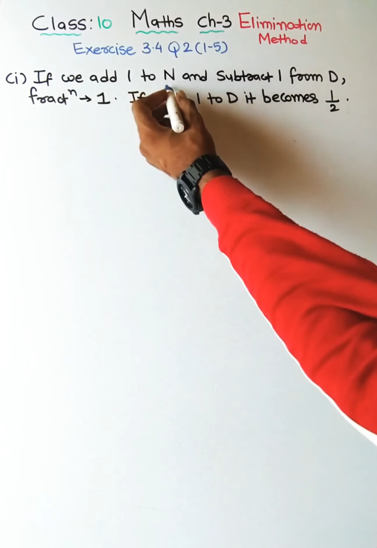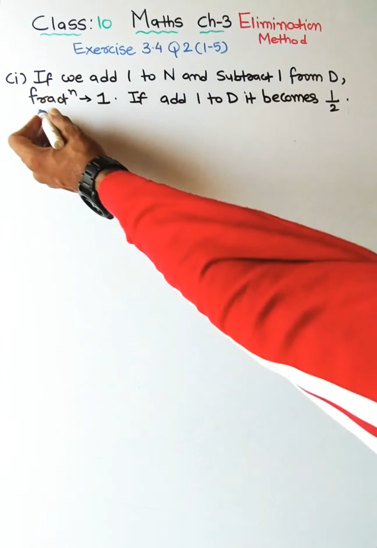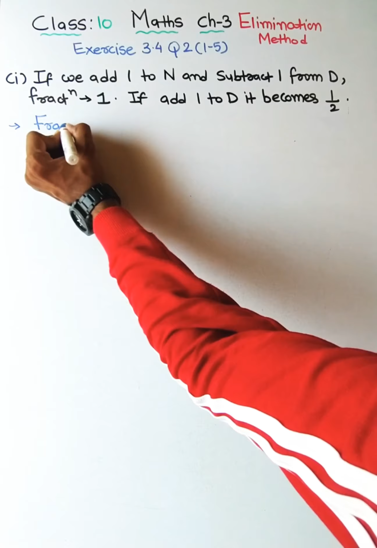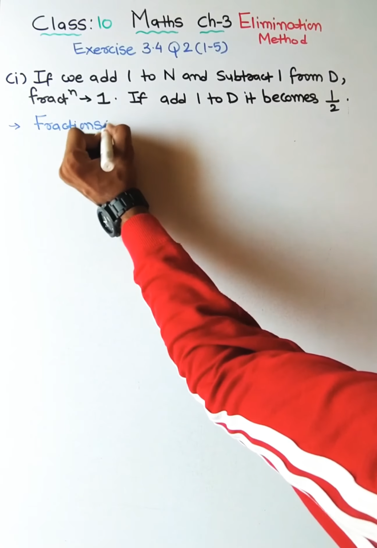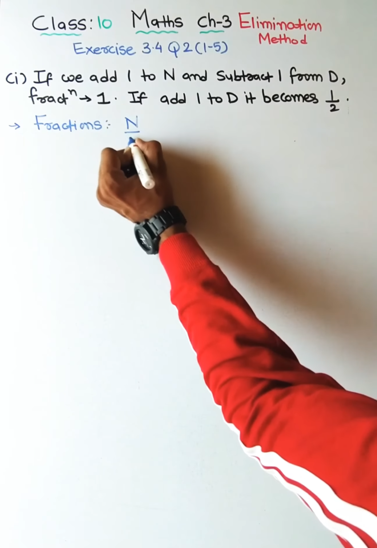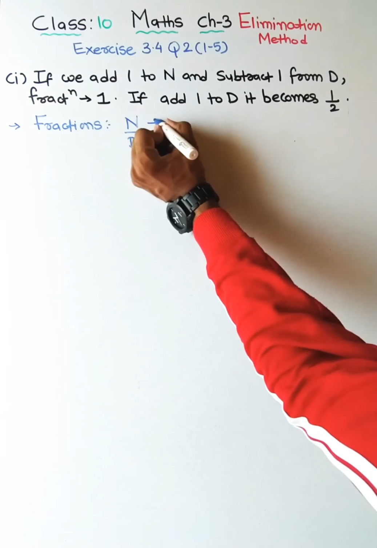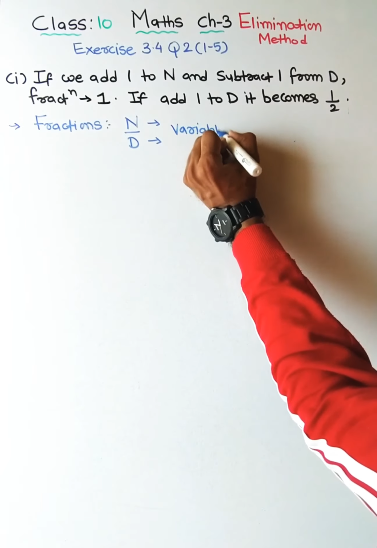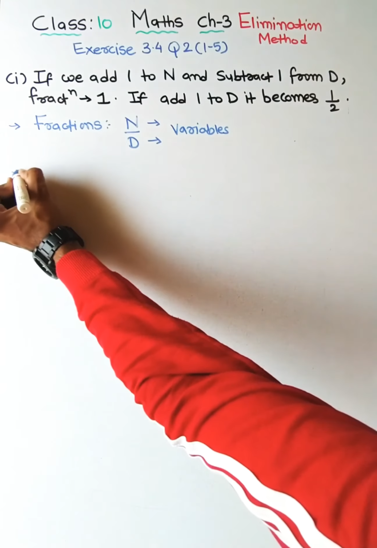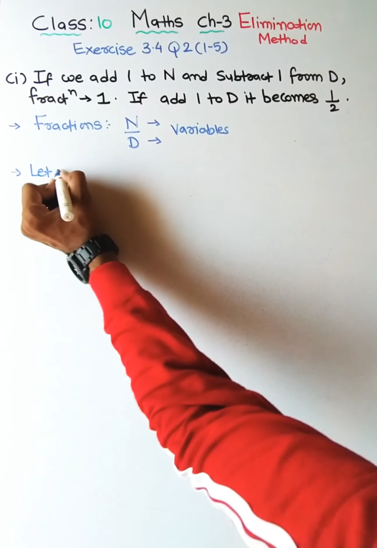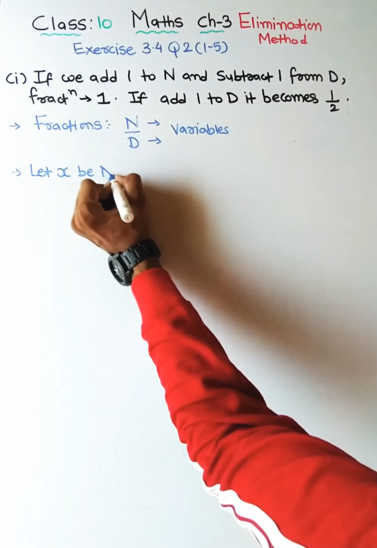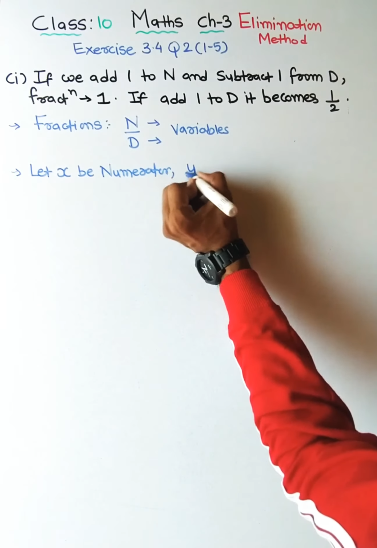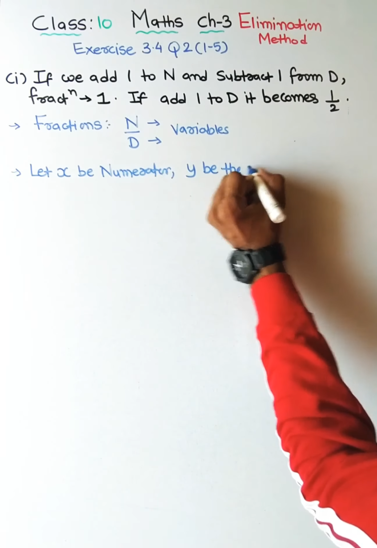If we add 1 to numerator and subtract 1 from denominator, the fraction becomes 1. So ultimately we are dealing with fractions, and a fraction contains numerator and denominator. So we have to assume the variables according to the numerator and denominator. So let x be the numerator and y be the denominator.